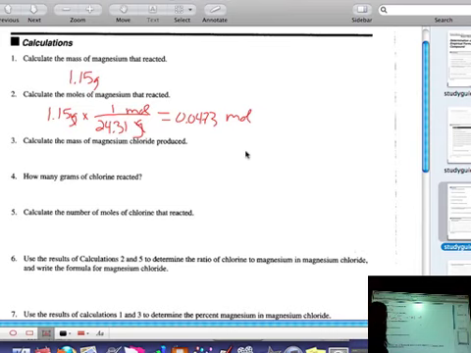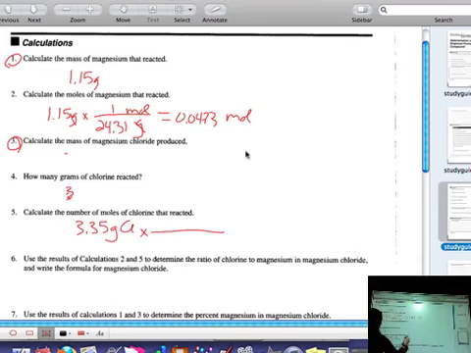Okay, let's do number 5 as well. Number 5 is asking how many moles of chlorine reacted, and you can calculate chlorine by subtracting number 1 from number 3. So we get magnesium chloride minus magnesium, and we get grams of chlorine, which I had as 3.35. That means right here, 3.35 grams of chlorine.